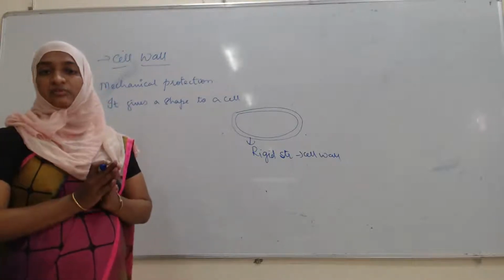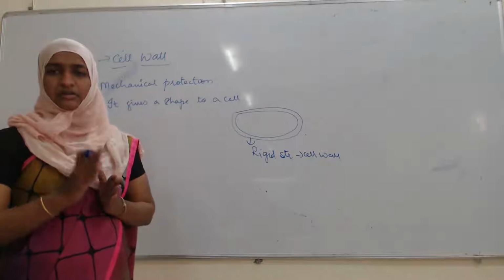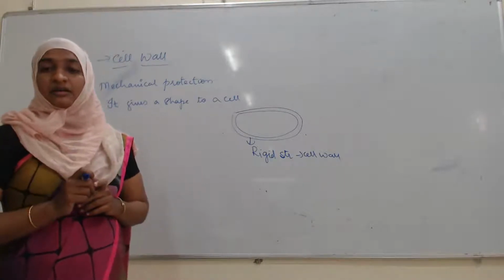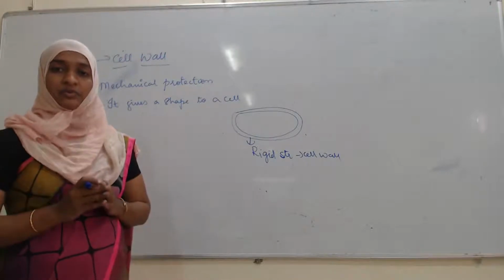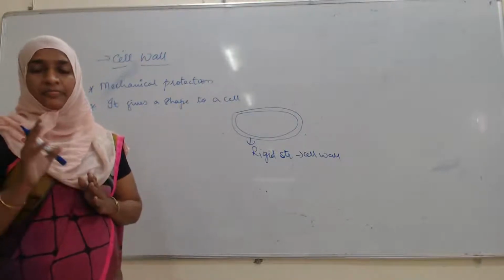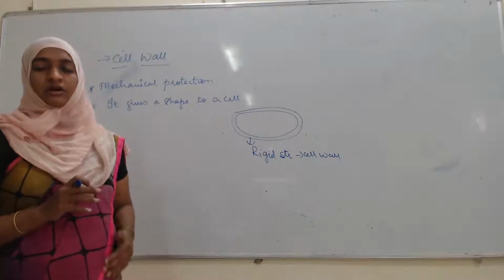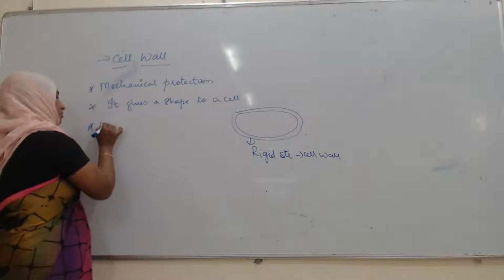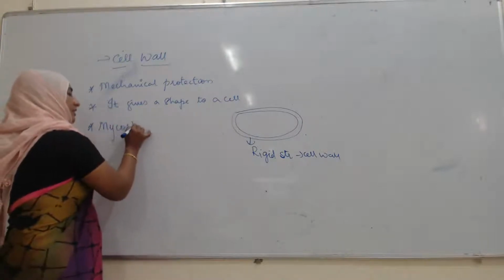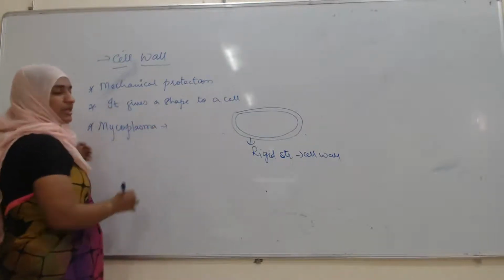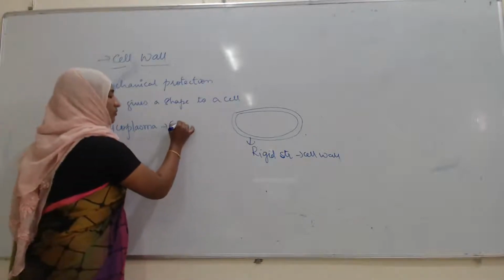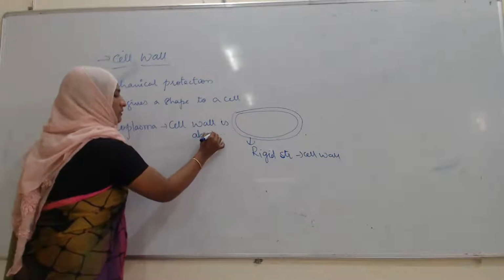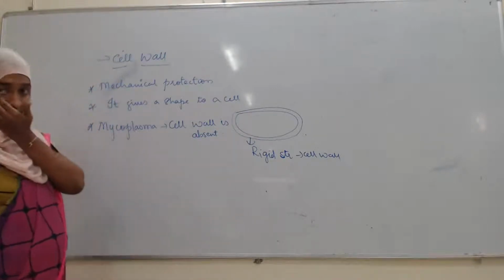And one more very important thing: all the prokaryotic cells, all the bacteria, possess a cell wall except one prokaryotic cell in which there is an absence of the cell wall. What is that organism? It is mycoplasma. Mycoplasma is one of the prokaryotic cells in which the cell wall is absent.